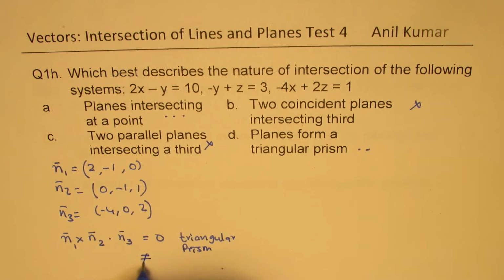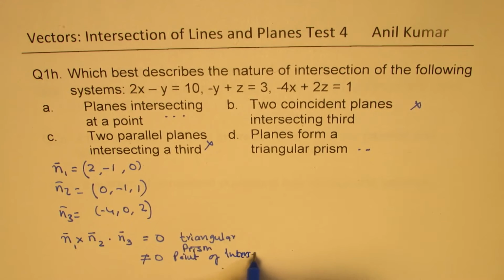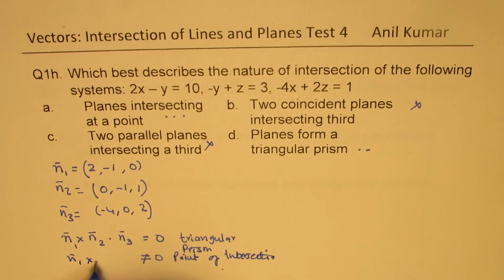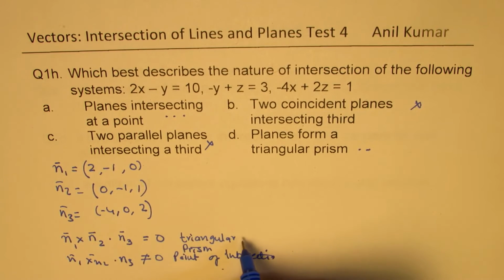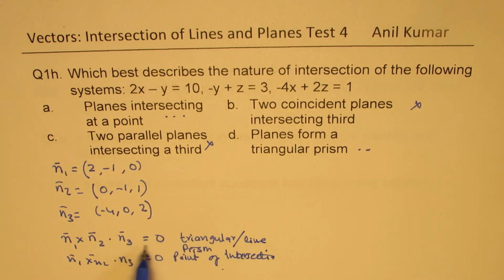But if it is not equal to 0, we get a point of intersection. Okay, so that is kind of key. So it's basically the scalar triple product. Actually, when you get 0, there could be a line of intersection also. So they could intersect in a line also, right? So those are the two conditions. Now that is one way you could do it.